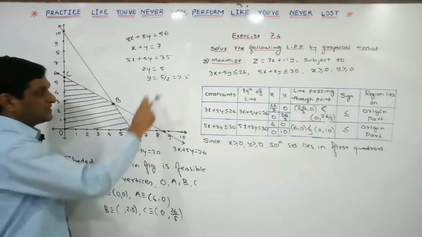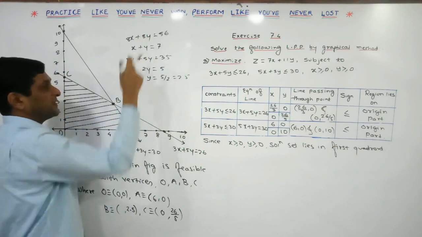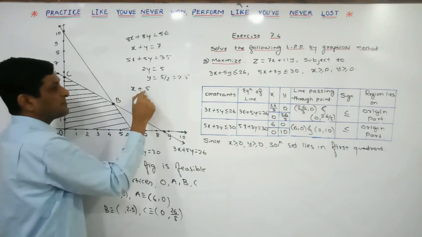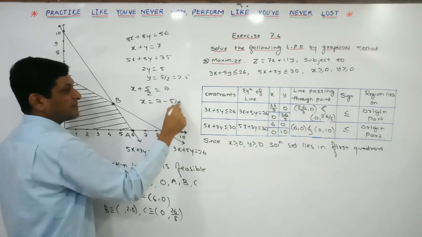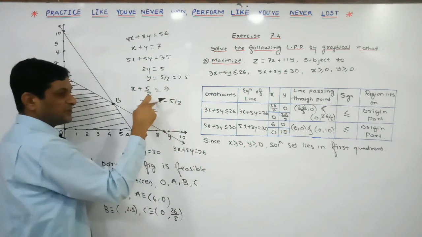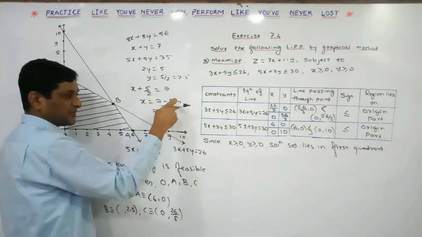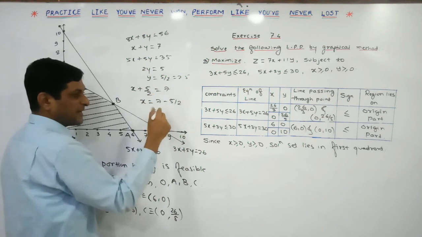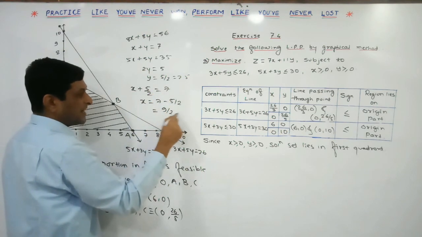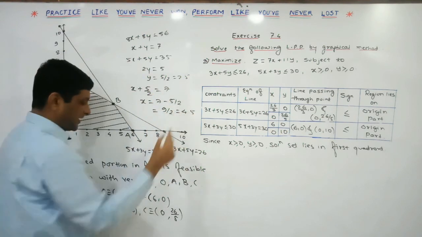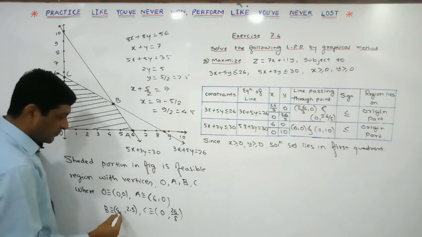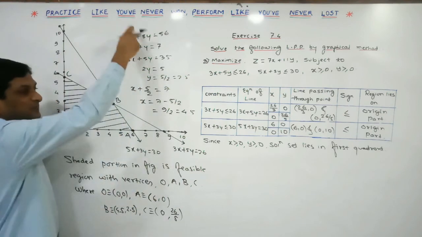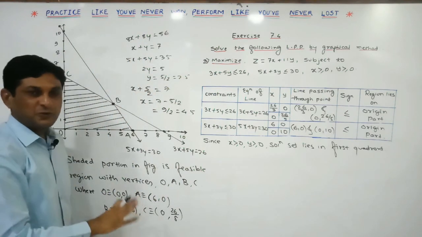Now substitute this value of y in this equation. So what we'll get: x plus 5 by 2 is equal to 7. So x is equal to 7 minus 5 by 2, which is equal to 2 into 7 is 14, 14 minus 5 is 9, so 9 by 2, which can be written as 4.5. So here the value of the x coordinate is 4.5. This is nothing but our rough work, how to find the coordinates.